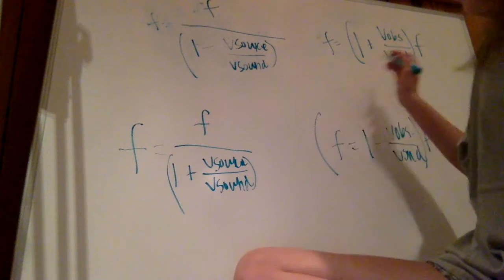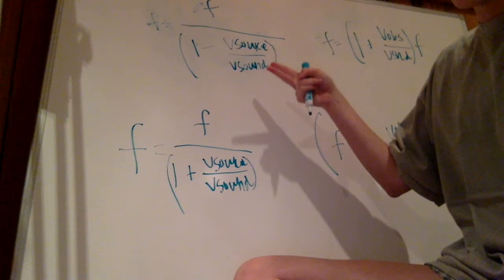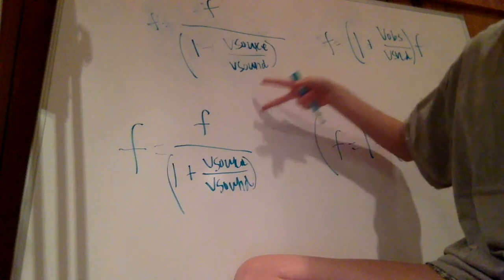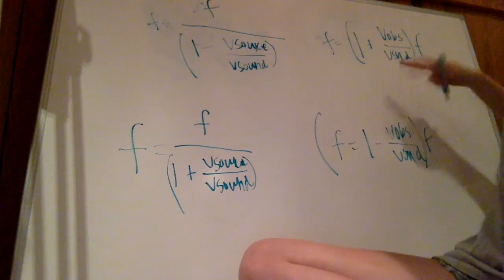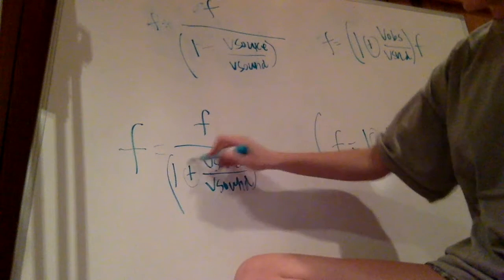So you just have to pay attention to your pluses and minuses, and whenever the source is moving toward or away, you're going to use these two. And then whenever the observer is moving towards or away, you're going to use these two. And then just depending on which way it's going, you're going to use either addition or subtraction.